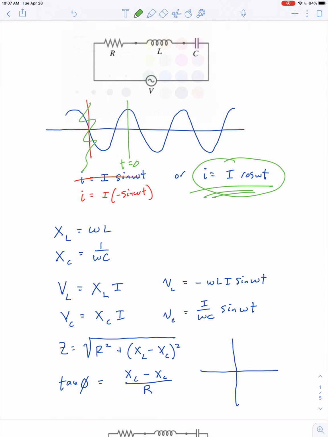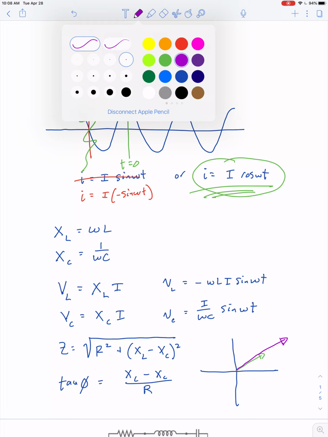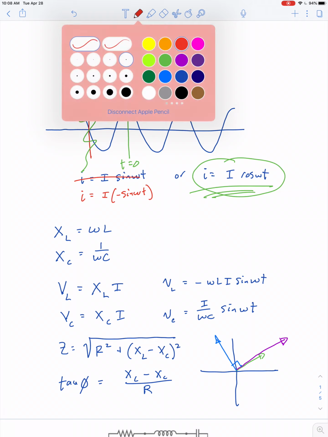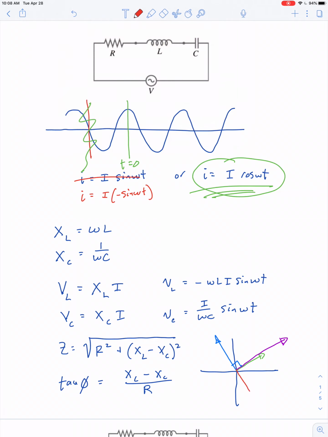So we'll make a green vector to represent the current phasor. A purple vector represents the voltage across the resistor. If you recall the mnemonic ELI the ICE man, then you know we can put the vector that represents the voltage across the inductor 90 degrees ahead of the current, and the vector that represents the voltage across the capacitor lags by 90 degrees. If all of these vectors are rotating together as one, then it represents a phasor diagram.